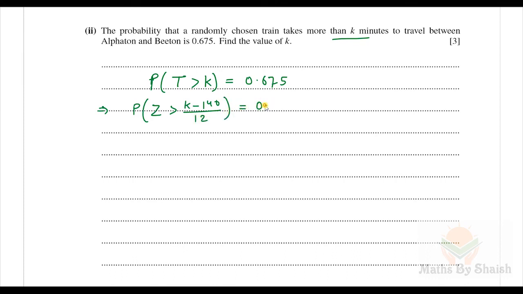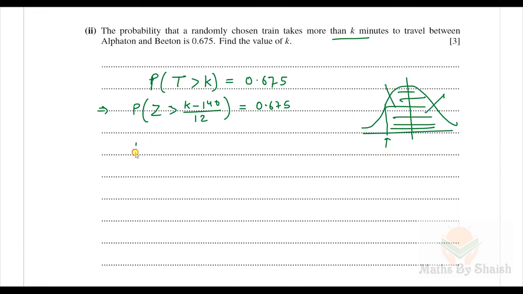This is 0.675. So now we know that this is more than 0.5, that is more than 50%. So we can understand from here that it should be somewhere here at this place, because if we calculate the probability of more than this value, then only it would be more than 0.5, more than 50%, because this is 50%, this is 50%.